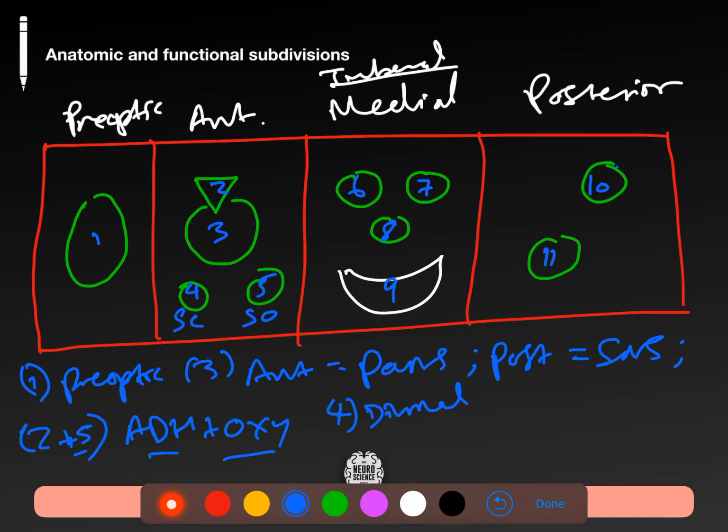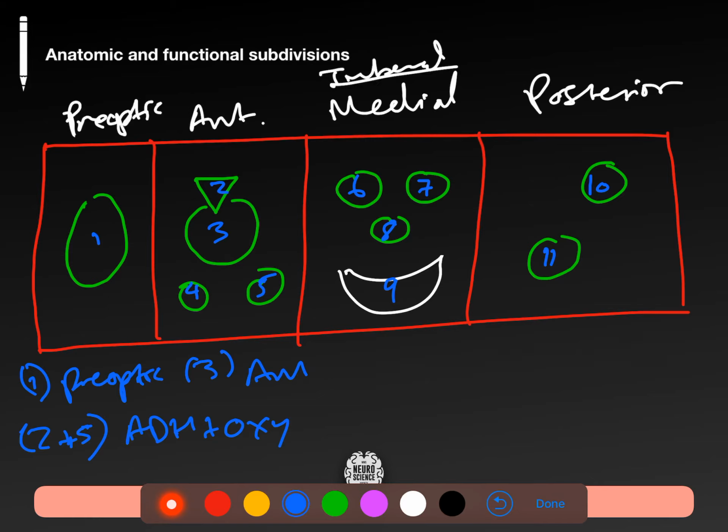We then have number 6, 7 and 8 here, so can I just free up a bit of space? So number 6, number 7 and number 8. Number 6 is our lateral nucleus. Then we have our number 7, which is our dorsomedial, and our ventromedial, with number 9 being our arcuate nucleus.